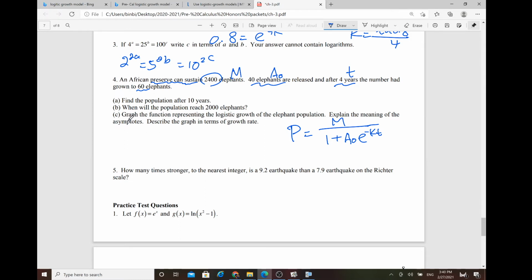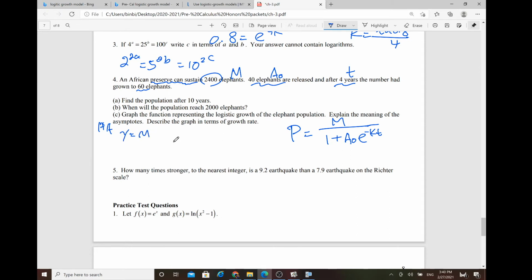Okay, so you can sketch the graph for that. If you look at the behavior, you'll see that eventually this one's going to be getting close to M. Because when t is getting bigger and bigger, this number is getting smaller and smaller. Eventually this turns out to be 0. So 1 plus 0 is just 1, and M over 1 eventually is going to be M. So the horizontal asymptote is going to be the maximum capacity.